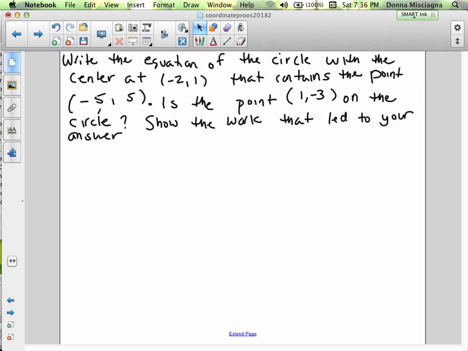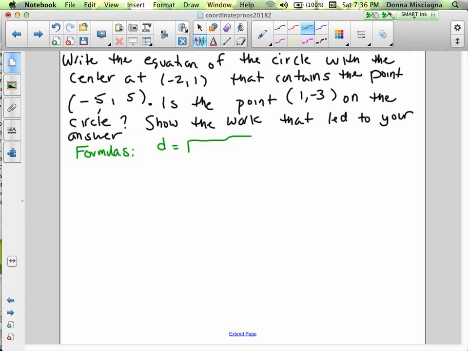So because it's so specific, we don't have to write down what we're going to show. But we do need to write down the formulas, and then answer the question step by step. So the 2 formulas: we need the distance formula, which is the difference in the x coordinates squared plus the difference in the y coordinates squared.